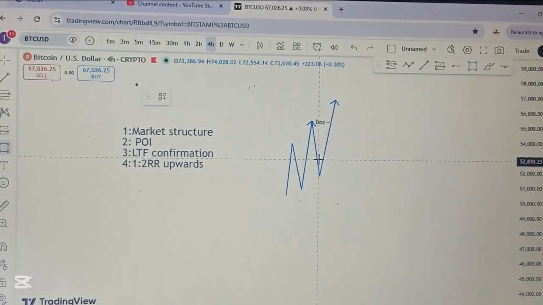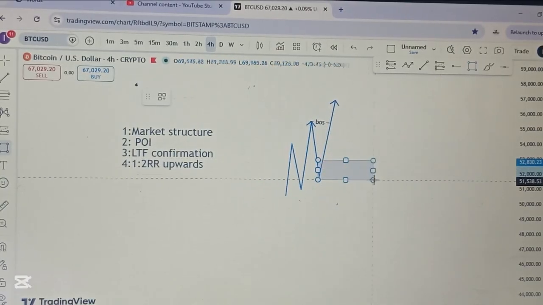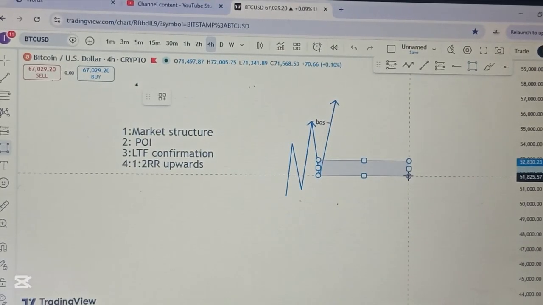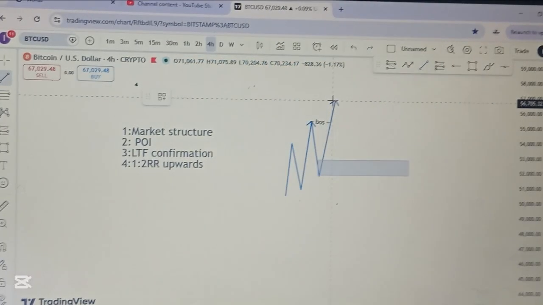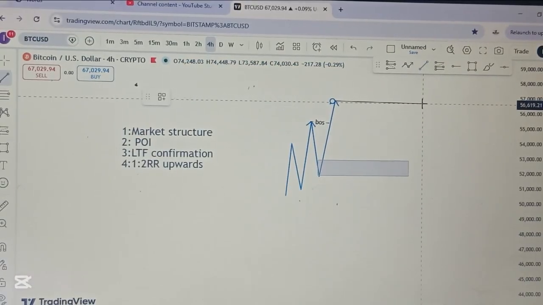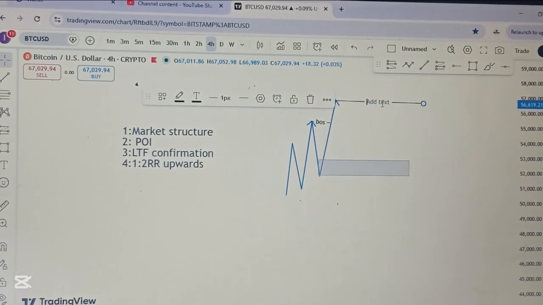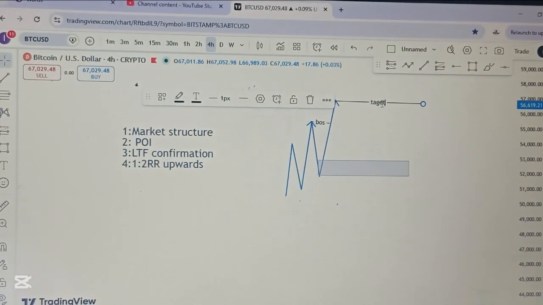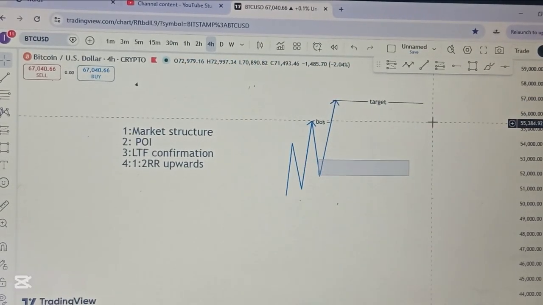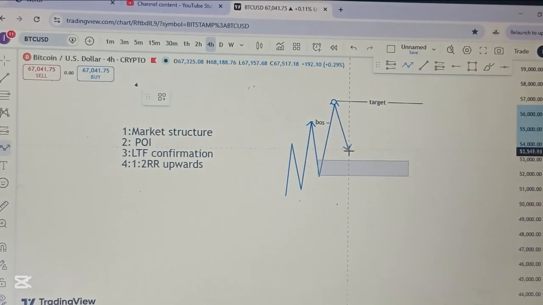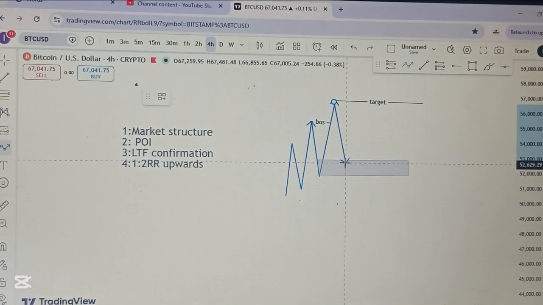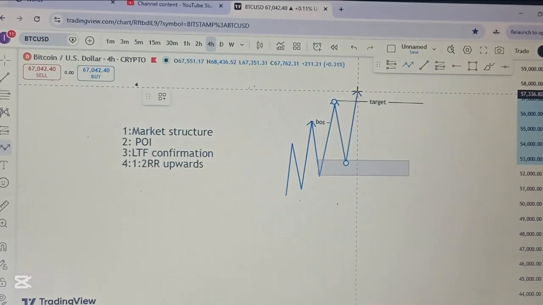Now the POI, guys, stay with me. This is what I want to show. This is our POI, right? And this should be our target. Now if we want to take this trade, this should be our target, right? We are waiting for the market to come to this zone, then give us this again, right?